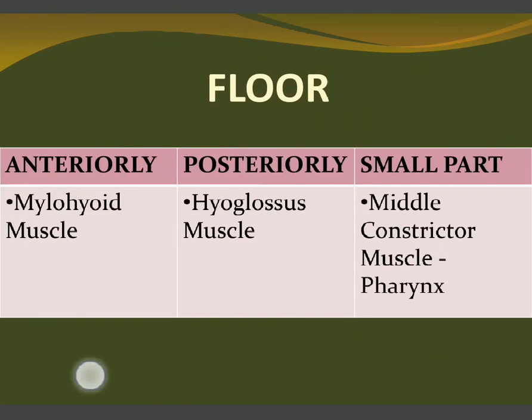Floor of the triangle: as in the case of the other triangles, where muscles form the floor, even in the digastric triangle the floor is formed by three muscles. One is common, which also forms the floor of the submental triangle, that is the mylohyoid muscle. Second is the hyoglossus muscle, an extrinsic muscle of the tongue. And a small part is contributed by the middle constrictor muscle of the pharynx.